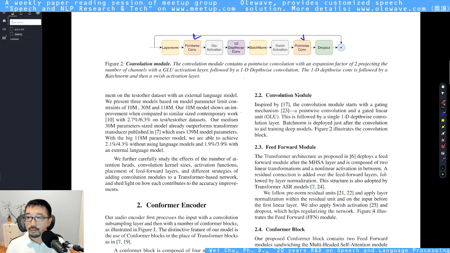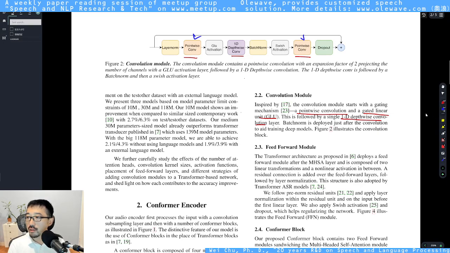Convolutional module. I think they first use, you can see this is a convolutional module. It's not just one CNN. Actually there are 3 CNNs, or 3 convolutional things happening there. First of all, it's a pointwise convolution and a gated linear unit, and it is followed by a 1D depthwise convolution right there.